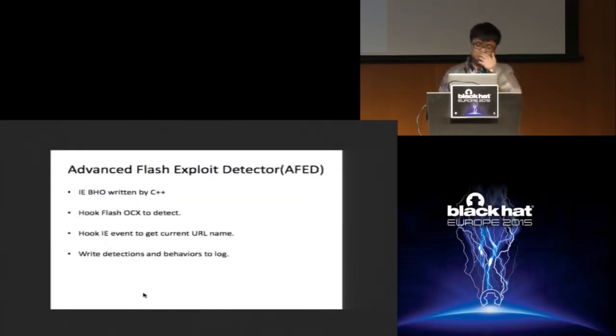So I wrote a little tool to help me identify them. I call it Advanced Flash Exploit Detector, AFED. AFED is an IE-based tool written in C++. It hooks the Flash OCX in the IE process to detect. It also hooks IE standard events to get the current URL name, and it can write detections and behaviors to a log file.